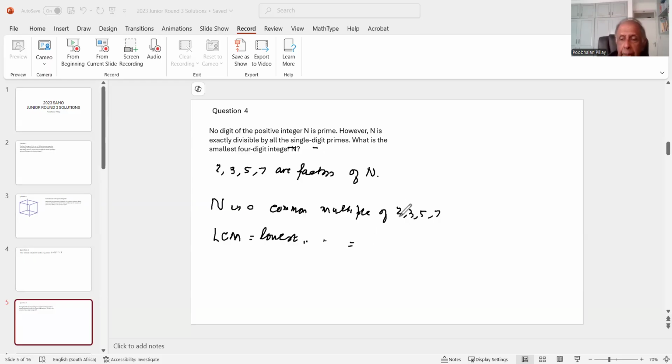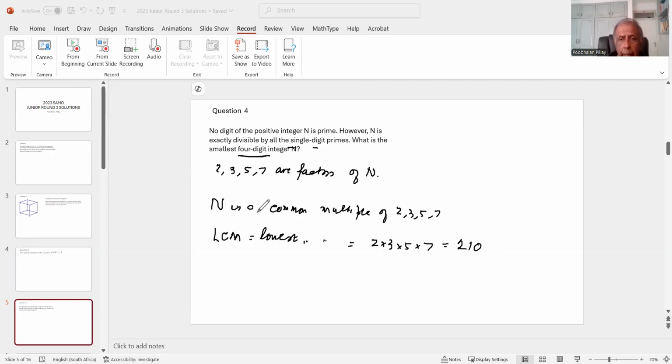You can work out the LCM of this, but because all of them are prime, it turns out that it's just the product of the four numbers. When you work this thing out, you get 210. So the lowest common multiple is 210. But you want them to be four-digit numbers. And 210 is not a four-digit number. It's a three-digit number.